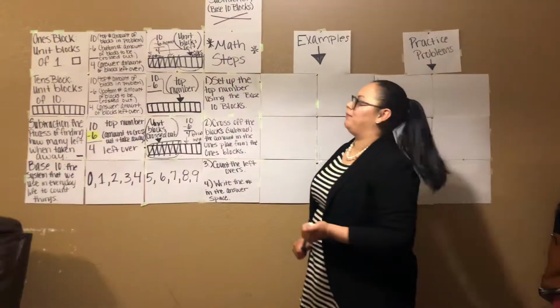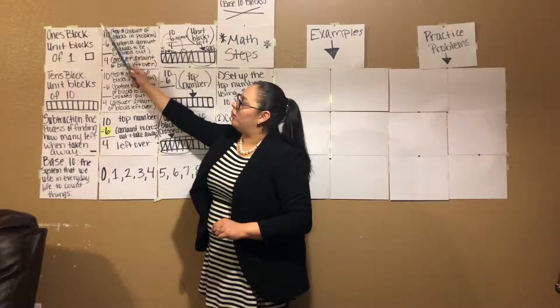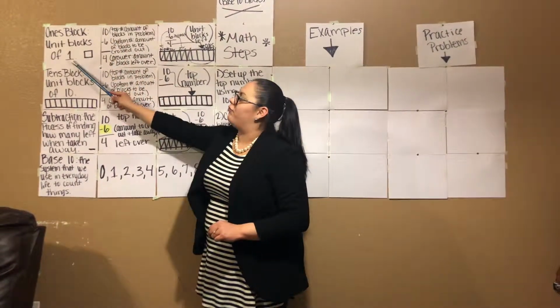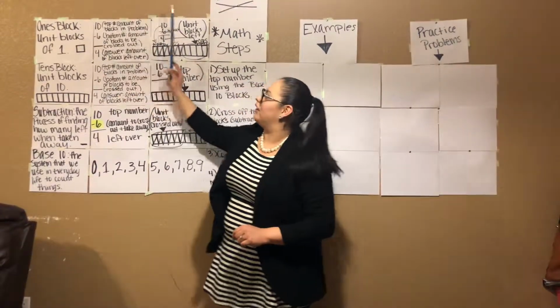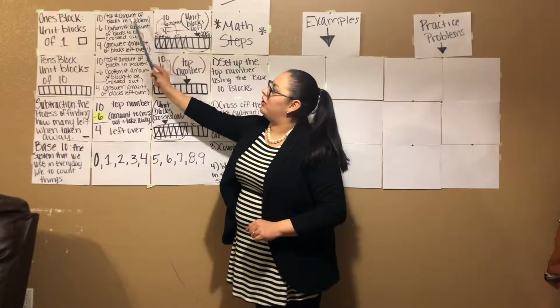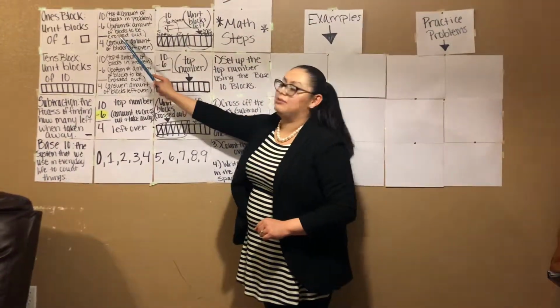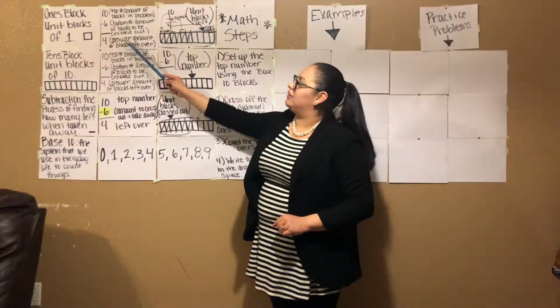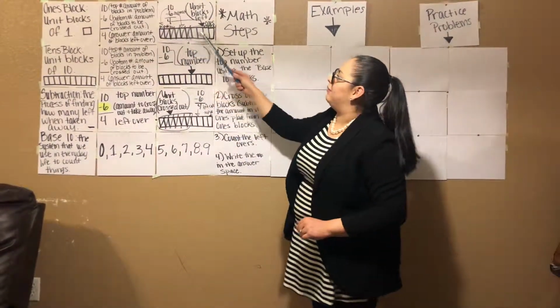Now let's begin. Our first vocabulary word is a ones block. A ones block is unit blocks of 1. And here's a visual example of a ones block. So we have in a problem your top number, which will be the amount of blocks in a problem. The bottom number is the amount of blocks to be crossed out, and your answer, the amount of blocks left over.